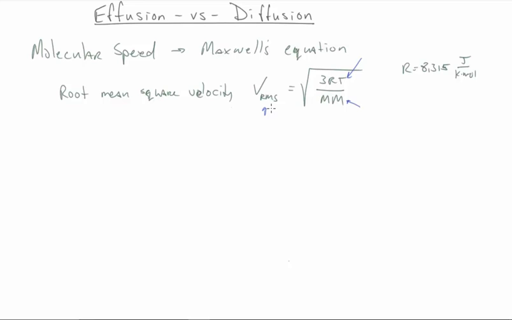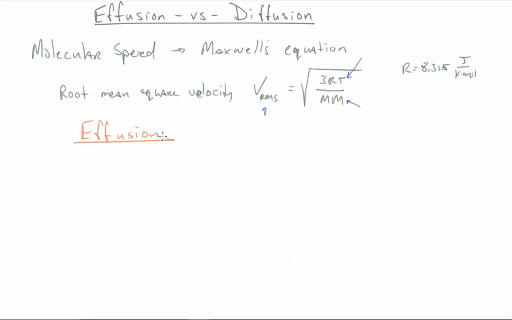Now that we have an idea of what molecular speed is and how we mathematically define it, and we understand the relationship with temperature and molar mass, we can start to define what effusion and diffusion actually are for gases. The first one we're going to look at is effusion. I'm going to pause this video because I need to draw a box.